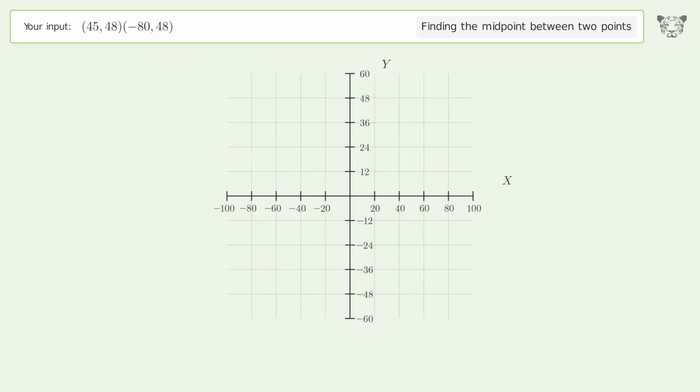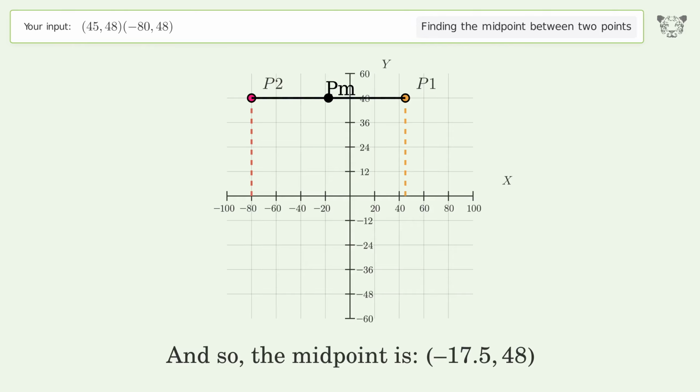And so, the midpoint is negative 17.548.